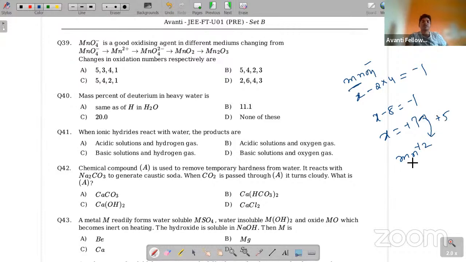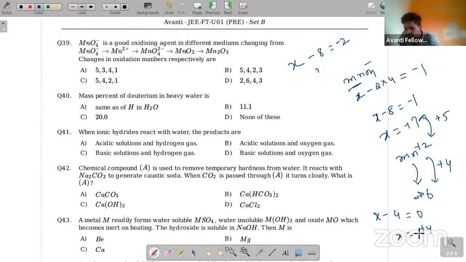Then next, MnO4 2 minus, that is X minus 8 equal to minus 2, then X equal to plus 6. Plus 6 means how much difference? Plus 4. Then the next one is plus 4. Okay, so next one is X minus 4 is equal to 0, then X equal to plus 4. So the change in oxidation state is 0 here. Okay, MnO4 to MnO2.